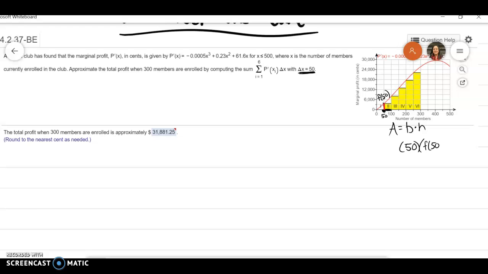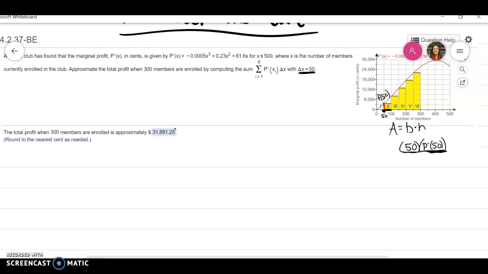So what I would do is plug in 50, or not, I'm not using f. Let me use my proper terminology here. What I would have to do is find p prime of 50 for this particular problem. So the area of that first rectangle is going to be the base, which is 50, and the height, which I have to find, is going to be found by plugging 50 into that function. Okay, so let's do that for each one of these.